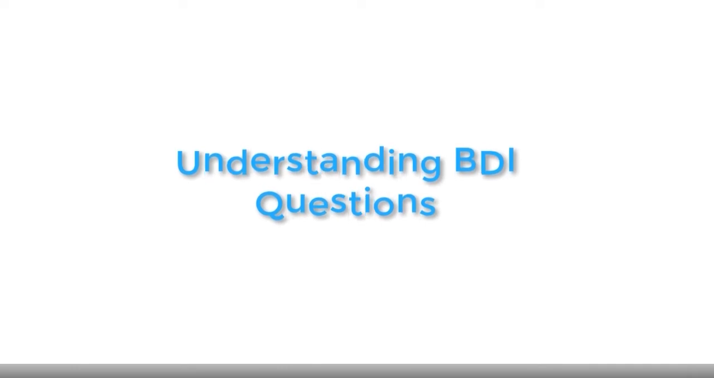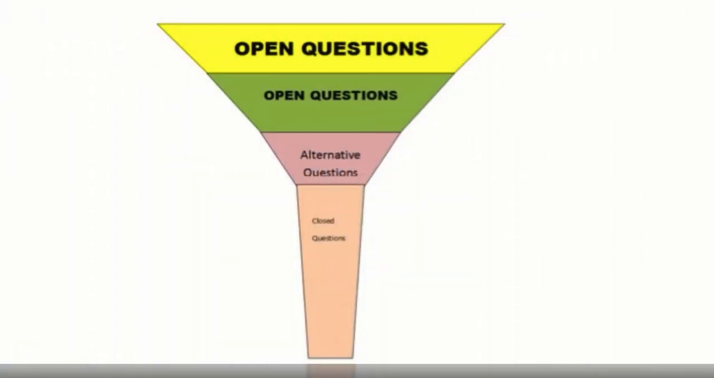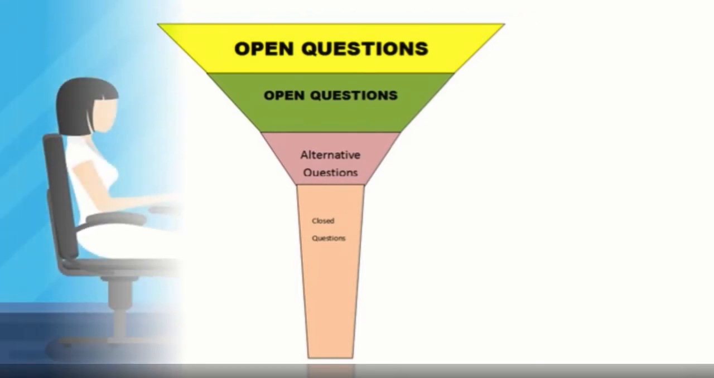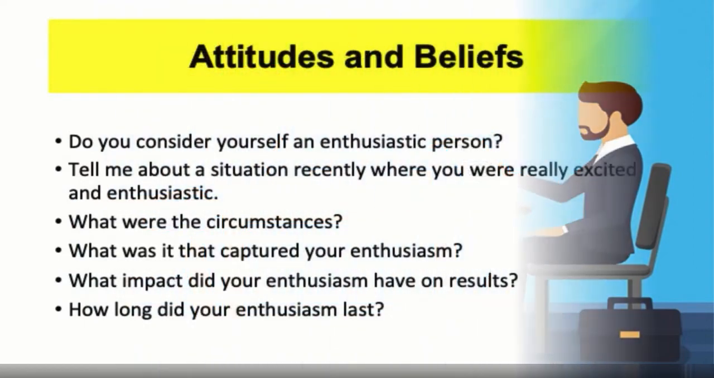Understanding BDI questions. When we begin asking behavioral description questions, these are open questions, but there is a certain pattern to them. The stem, or main question, seeks information on past situations, the action the candidate took in that situation, and what the outcome was. Additional probing statements give you more information about the situation, reaction, and outcome.